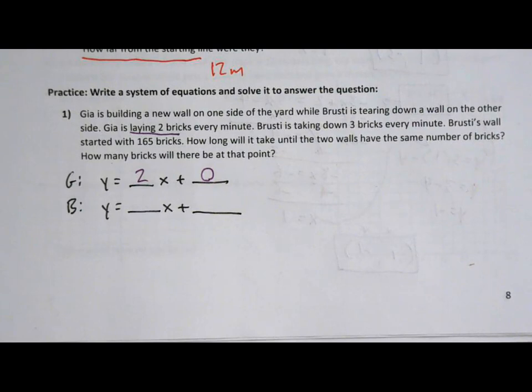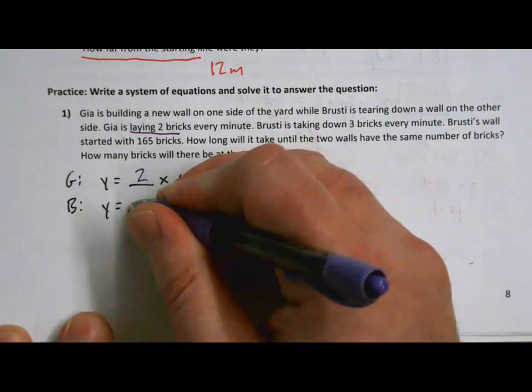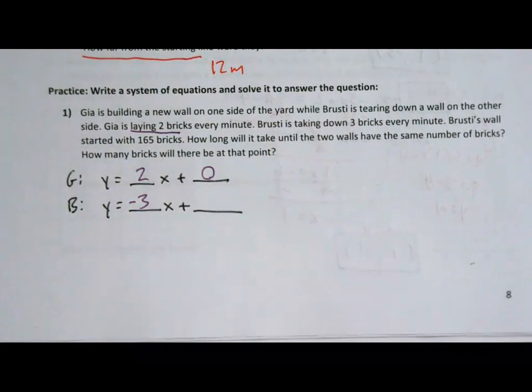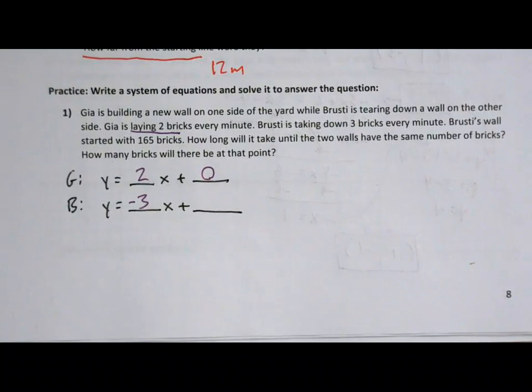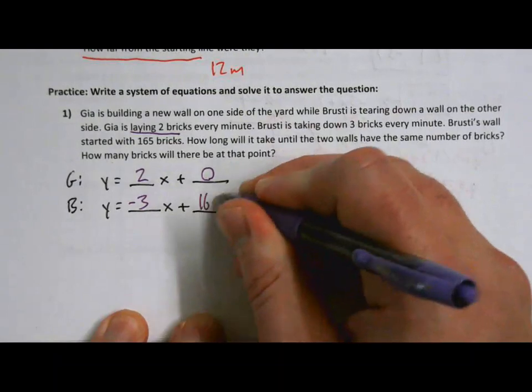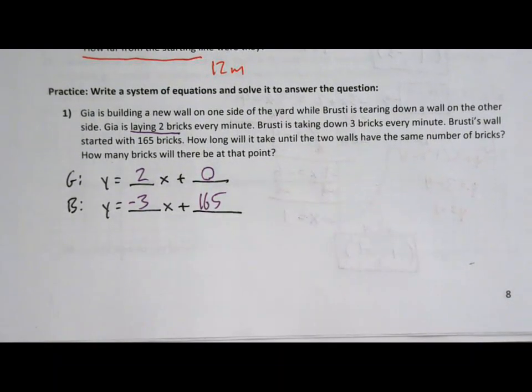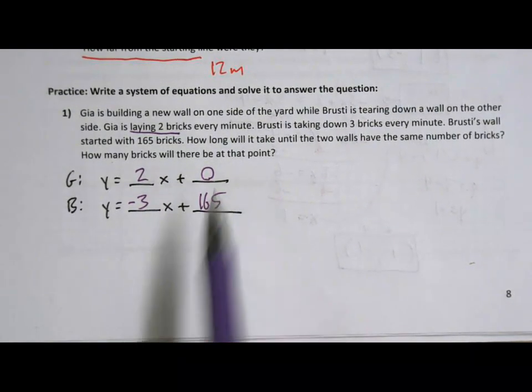Brewsty's taking down three bricks a minute. So Brewsty's speed is negative three. Brewsty's taking down bricks, and Brewsty started off with 165. So there's our system. We just need to solve that. Again, if you want to leave off that plus zero, you can.